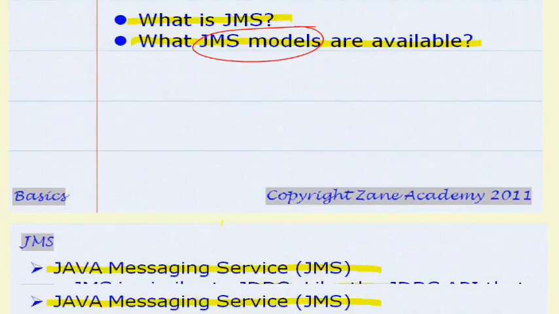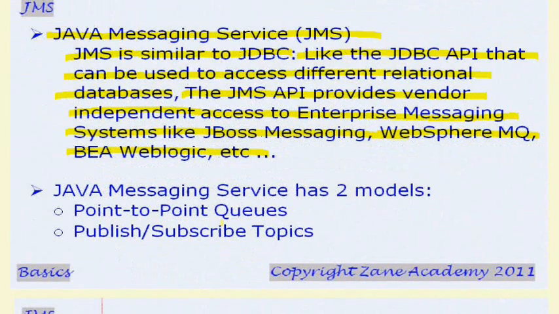So the second question was, what JMS models are available? Essentially we have two models. We have the point-to-point queues model, and we have another model, which is the publish-subscribe topics model, where you publish and subscribe to topics. So we have two models for JMS.